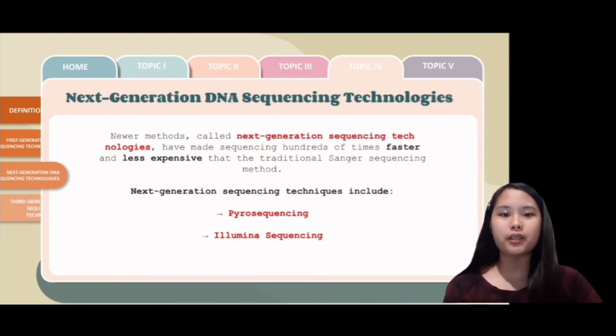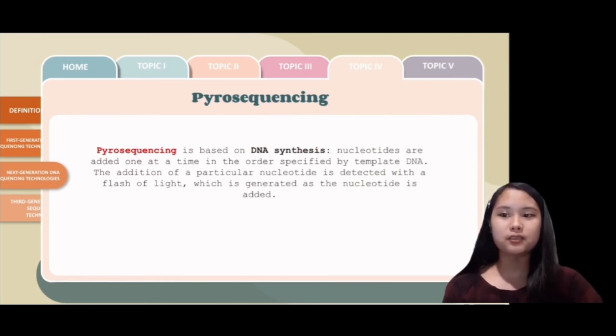After the first generation DNA sequencing technology, other methods of DNA sequencing technology were created, and they were more efficient and less expensive than the Sanger sequencing method. The next generation sequencing techniques include pyrosequencing and Illumina sequencing.